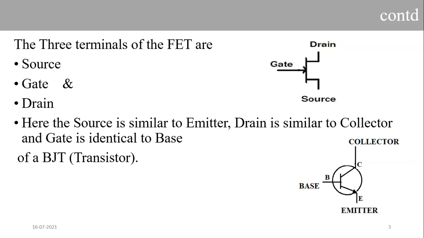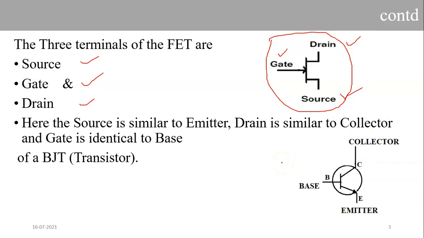Similar to your BJT, the FET has three terminals. The three terminals of a FET are source, gate, and drain. This is the circuit symbol of your FET. So this is your gate, drain, and source.